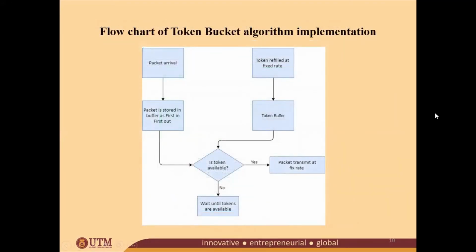Then, the flowchart of the token bucket algorithm implementation. Here, the packet arrives at packet arrival, and then the packet is stored in a buffer in first in, first out (FIFO) manner. Then it goes to check whether a token is available or not. On the other hand, tokens are refilled at a fixed rate and go to the token buffer, and it checks whether a token is available or not. Once a token is available, the packet transmits at a fixed rate. If no token is available, then it waits until tokens are available.